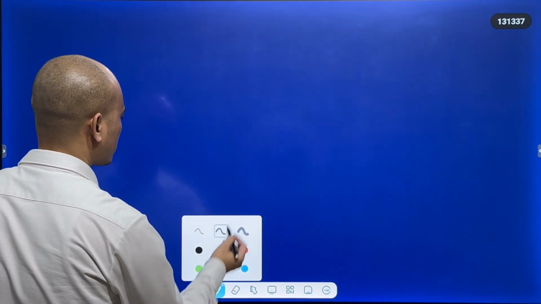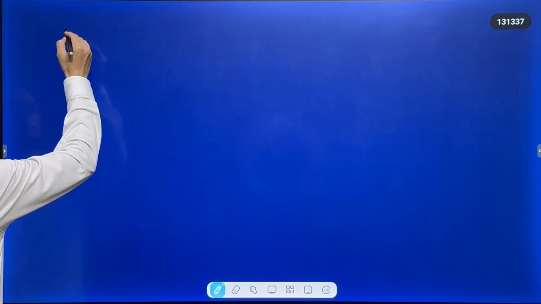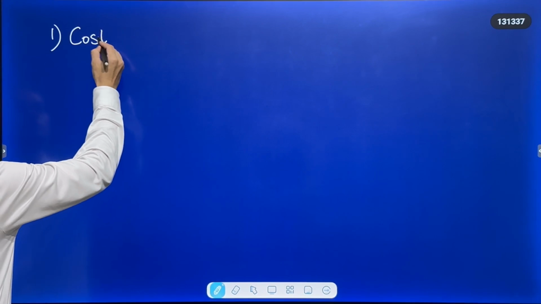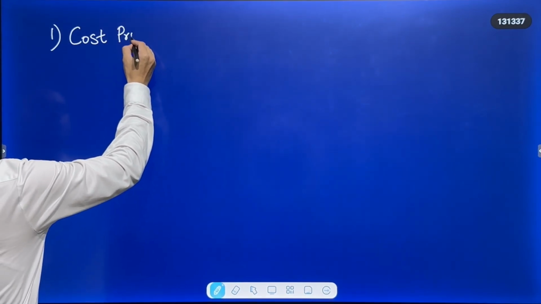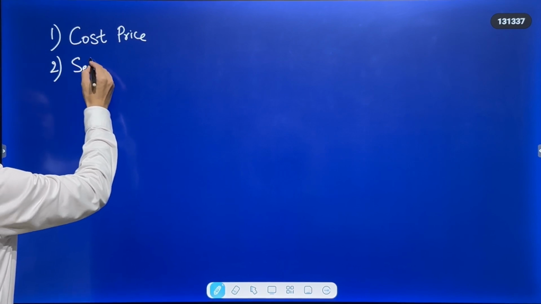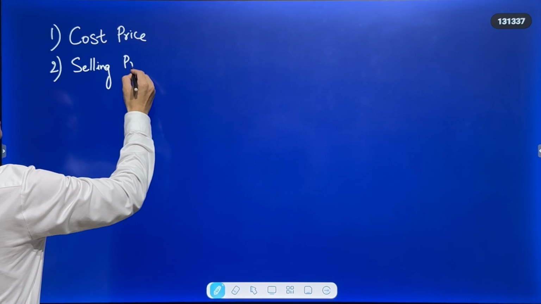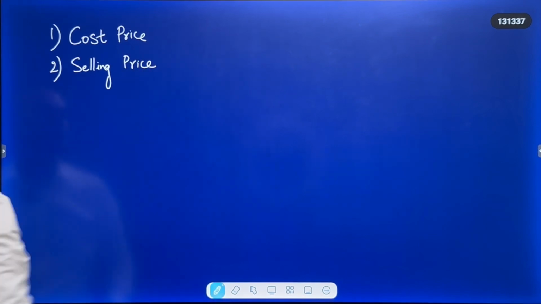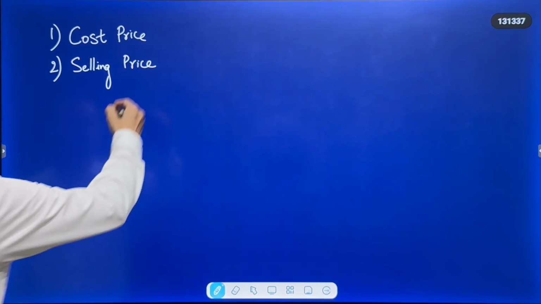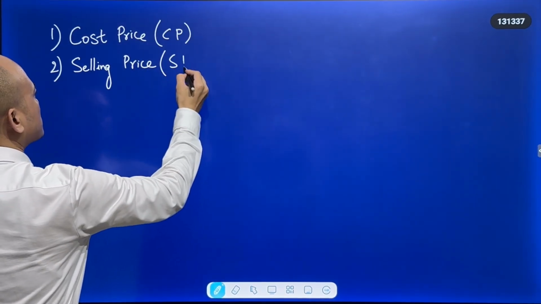So let's discuss some important concepts. Cost price and selling price. So I'll just write cost price as CP and selling price as SP.